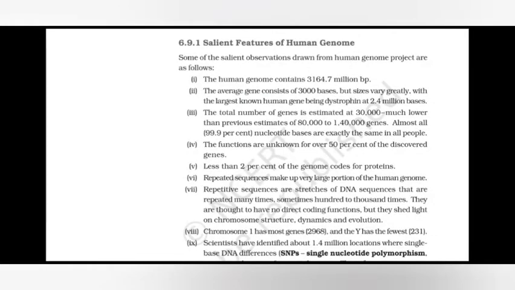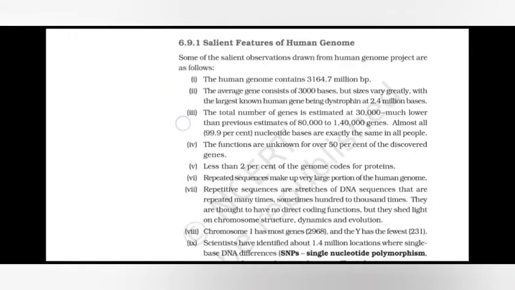Let us now study the salient features of human genome. After studying HGP, many earlier assumptions were totally changed and very new concepts came into light. Let us see them. Number one, according to HGP, the human genome contains 3,164 million base pairs. Second, the average gene consists of 3,000 bases. It was also observed that the size may vary greatly. For example, the largest known human gene, which is dystrophin, has 2.4 million bases.